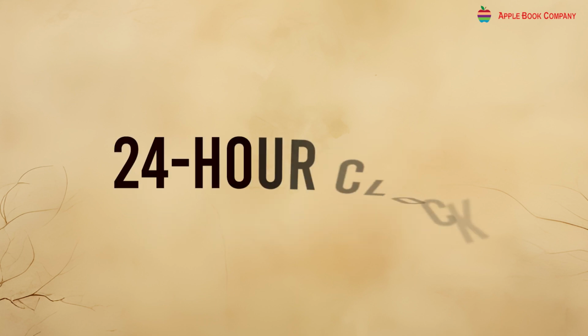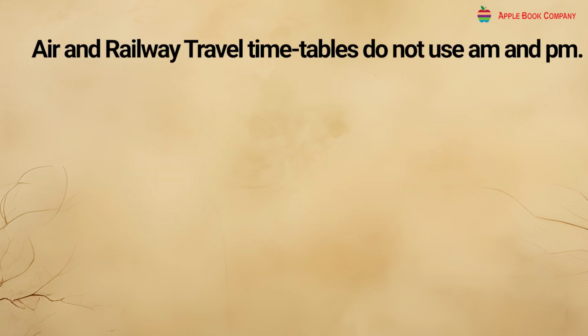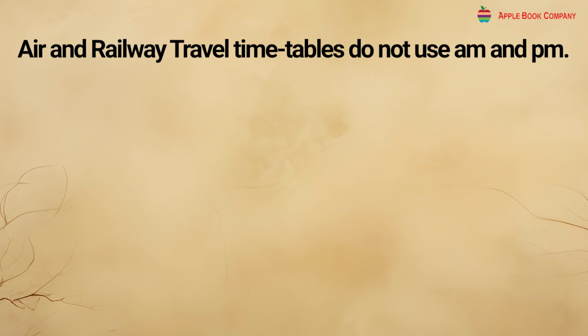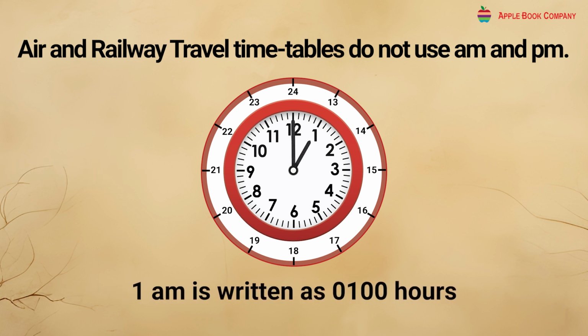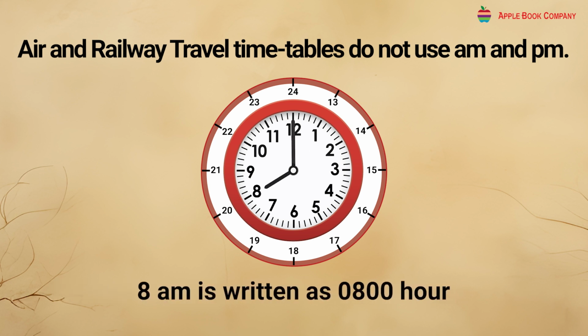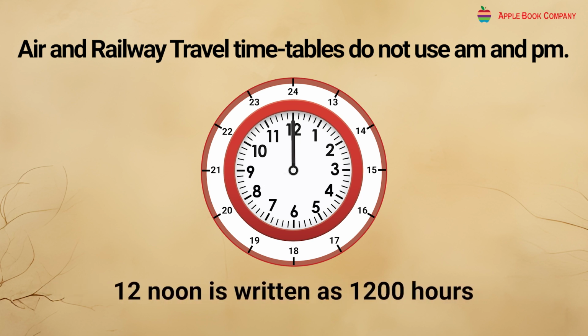Enrichment. 24-hour clock. Air and railway travel timetables do not use AM and PM to show times. Instead, they use a 24-hour clock time. One 24-hour clock is shown below. In it, the hours from each midnight to the next one are numbered from 0 to 24. 1 AM is written as 0100 hours. 8 AM is written as 0800 hours. 12 noon is written as 1200 hours.